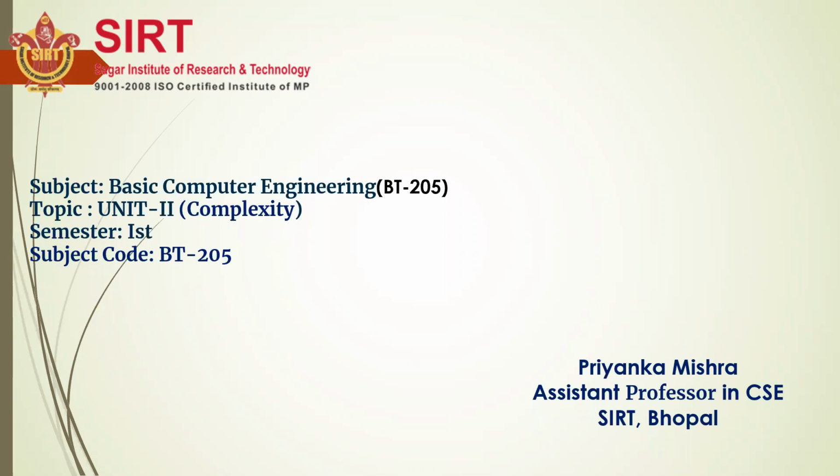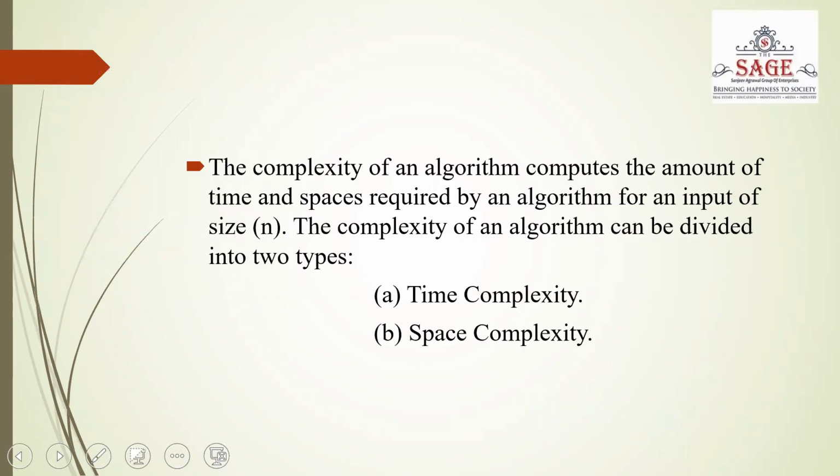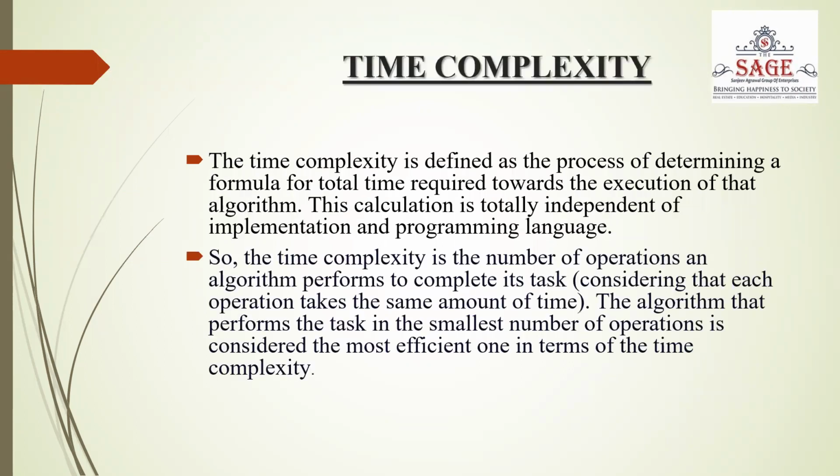Today, in this lecture we will discuss the complexity of a program, or the complexity of an algorithm. Firstly, we have to know what complexity is. Basically, the complexity of an algorithm computes the amount of time and space required by an algorithm for an input of size n. Complexity of an algorithm can be divided into two types, that is time complexity and space complexity. Firstly, we will discuss time complexity.